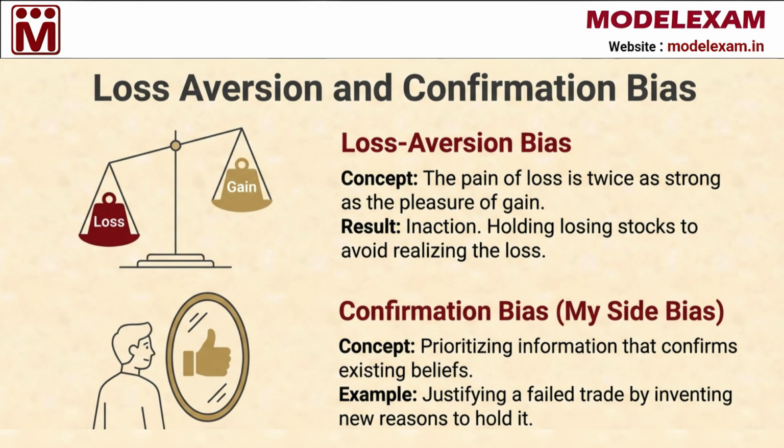The first two biases we need to watch out for are loss aversion and confirmation bias. Look at the scale. Loss aversion means the pain of a loss is felt twice as strongly as the pleasure of a gain. This leads to inaction, where investors hold on to losing stocks just to avoid realizing the loss. Then there is confirmation bias, also known as my side bias. This is like looking in a mirror that only shows you what you want to see. It is the tendency to prioritize information that confirms your existing beliefs while ignoring data that proves you wrong.